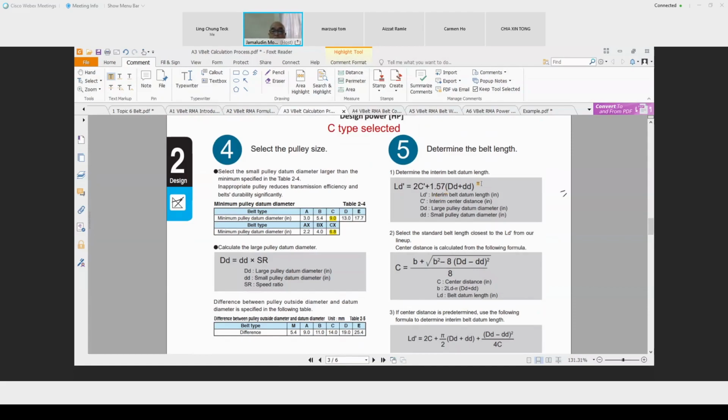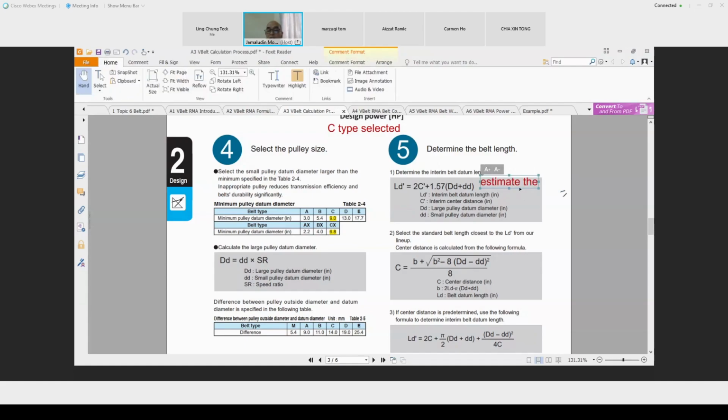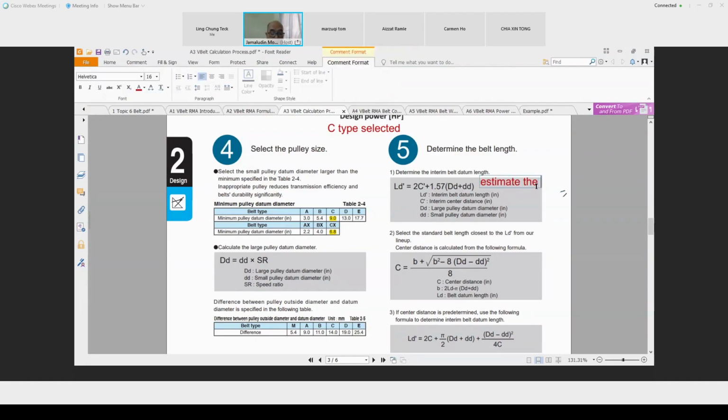You have one equation, the first equation here. This is what I call the estimation formula. Based on center to center, you estimate the length of the belt. LD is the length of the belt, the interim length of the belt. Okay, this is the estimation of the length of the belt.